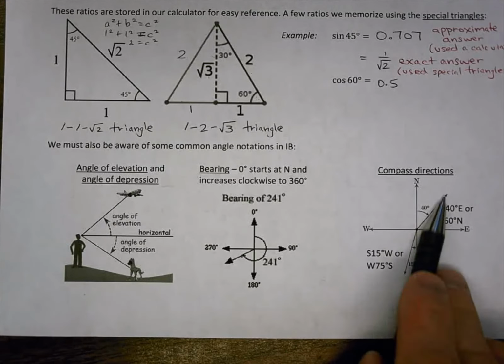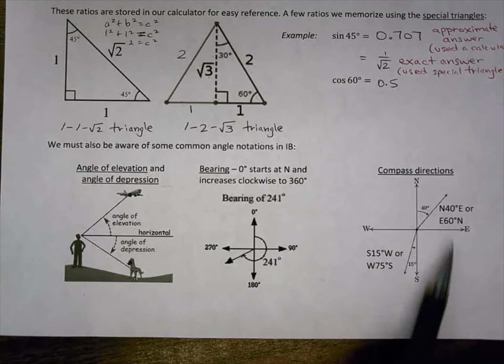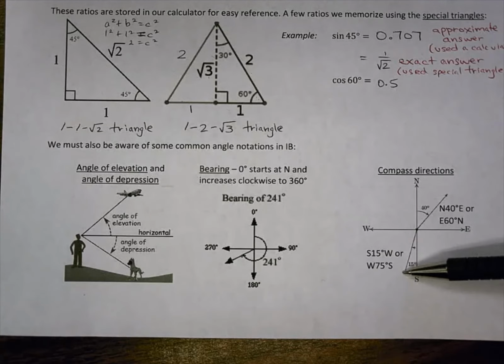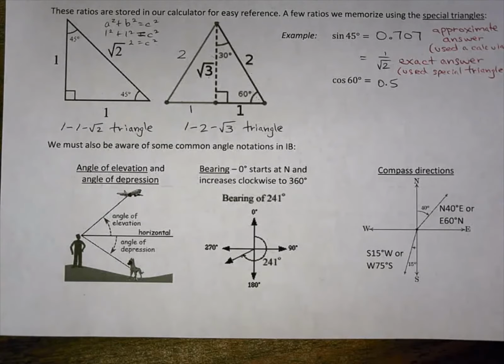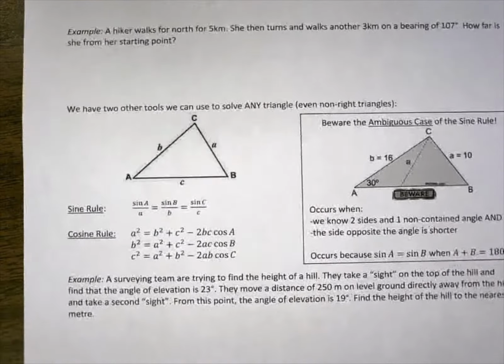Or conversely, you could write the same thing as go east and then go 60 degrees north. And that'll give you the same angle. I have another one here. You go south, 15 degrees west, or you could go west, 75 degrees south. So those are all ways of measuring angles in different situations. And those can all come up in an IB question.